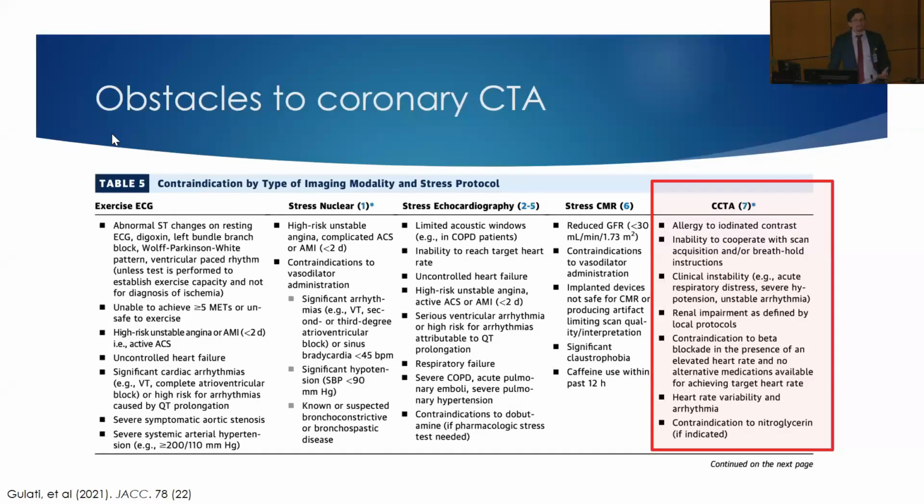In those patients, it'd still be safe to do a stress test, a nuke. If they can't get a beta blocker to get their heart rate down and we don't have any other alternative medications, maybe they have an allergy to calcium channel blockers, or we don't have any ivabradine available, then in that case, the patient would not be a good candidate because we really have to get their heart rate down between 55 to 60 beats per minute to get a diagnostic study. The heart rate variability and arrhythmia I mentioned before, or if they are unable to tolerate nitroglycerin due to blood pressure or other reasons.